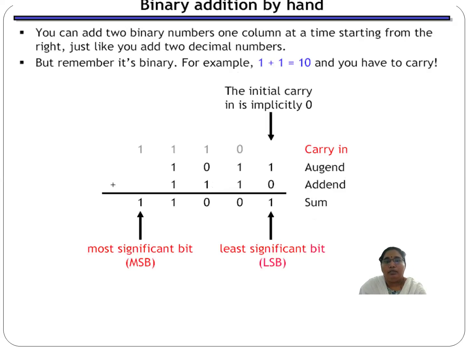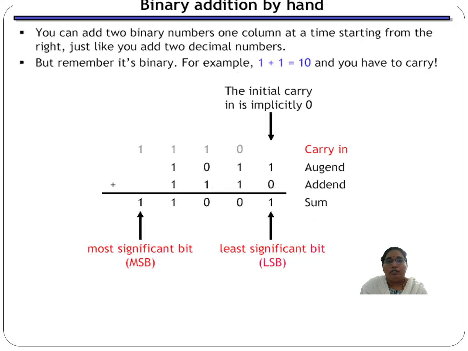So these are the least significant bits. When we add 2 bits of information, they can be 0, 0; 0, 1; 1, 0; or 1, 1. These are the 4 possible combinations. In this example, the least significant bits of the first input and the second input, that is, the augend and addend, are 1 and 0. So 1 plus 0 gives 1.